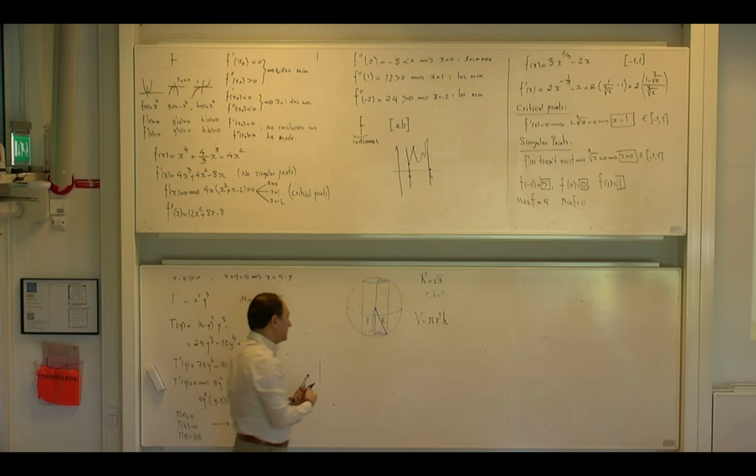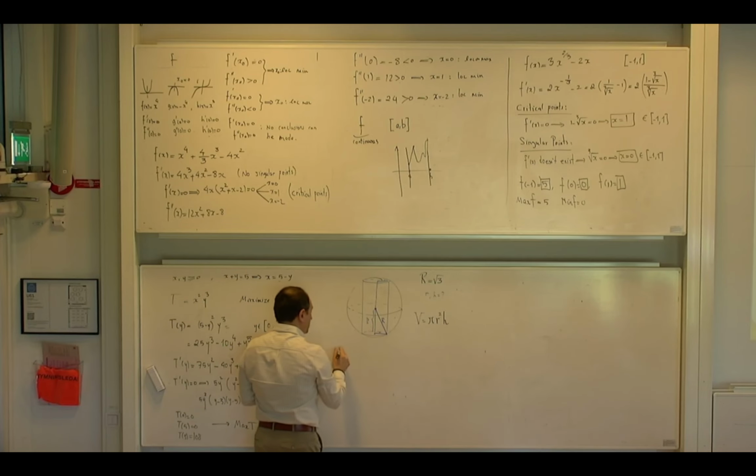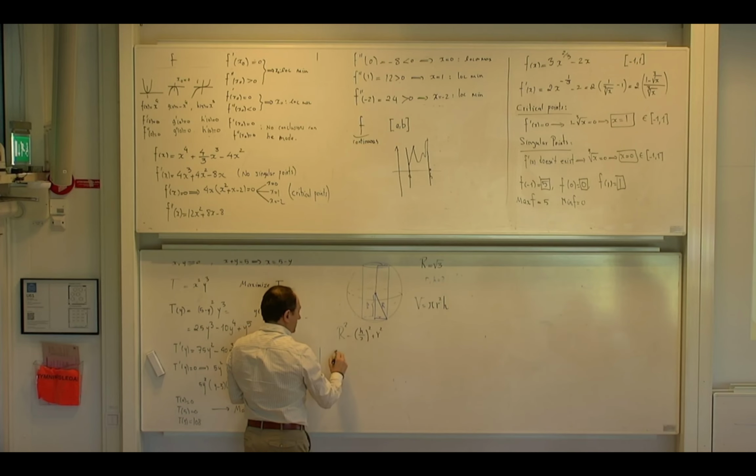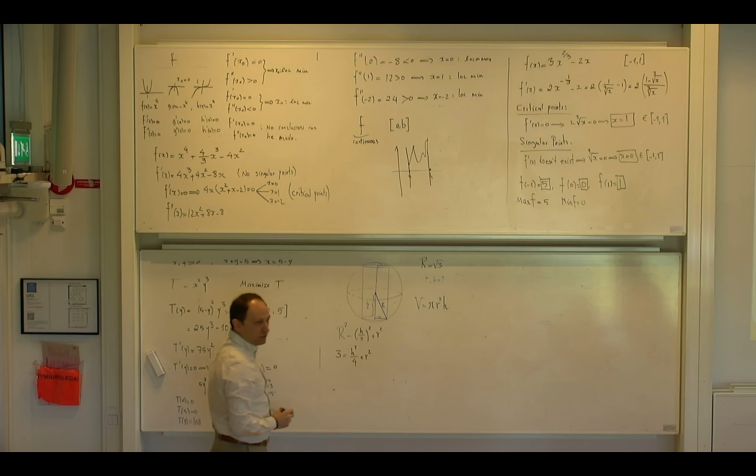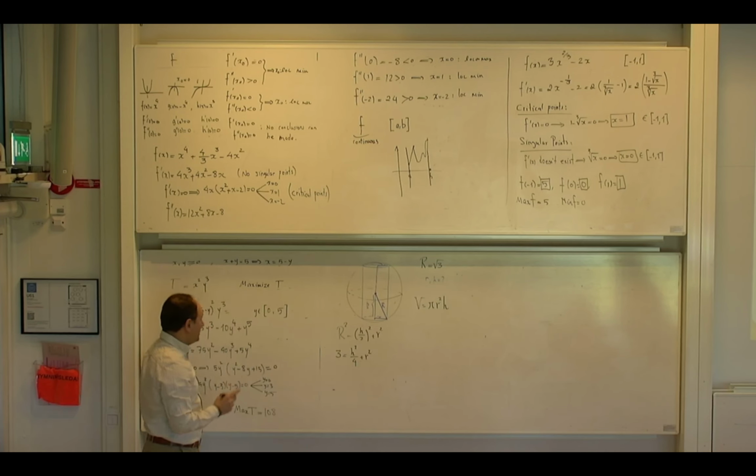Okay, so let us write that. So then I will write R squared is equal to h over 2 squared plus r squared. But this means that R squared here is what? Is 3. This becomes h squared over 4, and then plus r squared. Here you have your relation. That is what I told you before, okay?